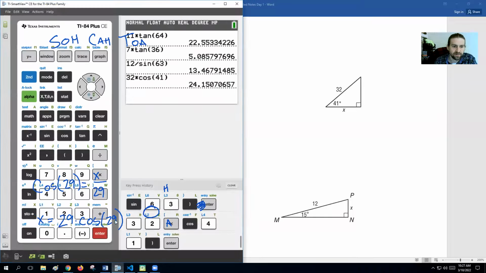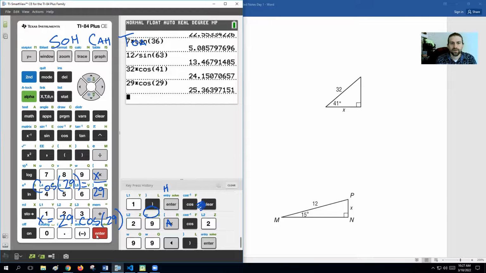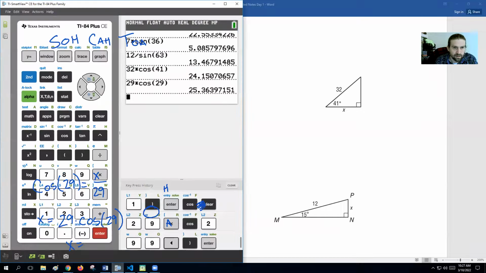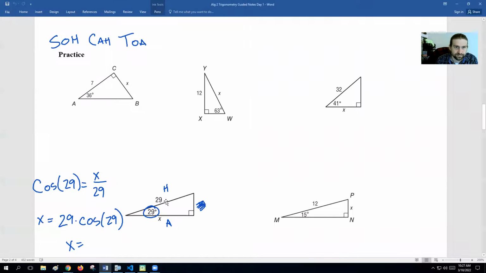Go ahead, click our mouse, go through here. Oh, forgot the 29. So 29 times cosine 29. All right, 25.4 when we round. Every single one we're rounding. Oh, I already forgot what that number was. 25.4.